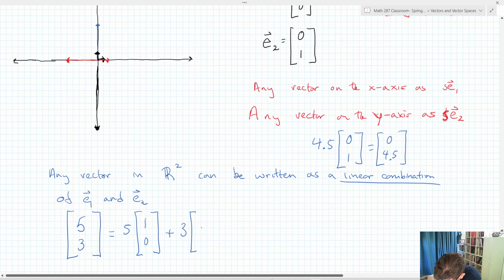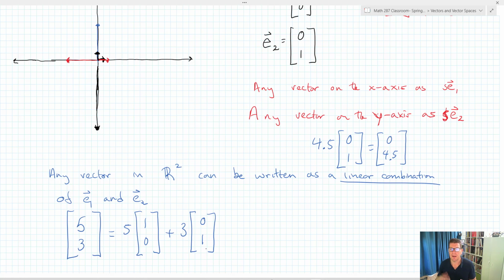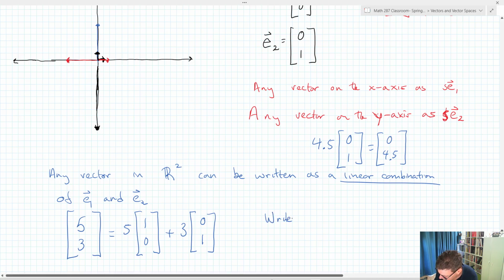3 times 0, 1. And so basically these standard basis vectors are going to be the simplest way for us to write linear combinations. Now there are a lot of other sets of vectors that we can use to write every other vector as a linear combination, but these standard basis vectors are going to be the easiest ones. So go ahead and try this out. Write negative 2, negative 3 as a linear combination of E1 and E2.